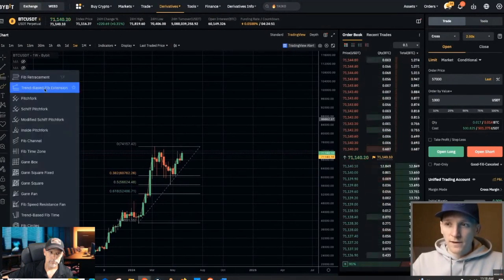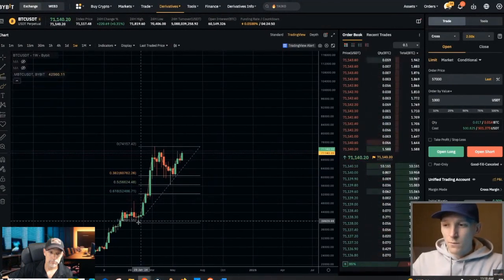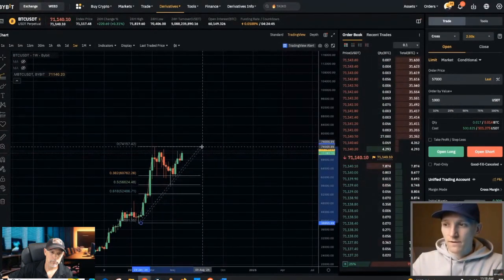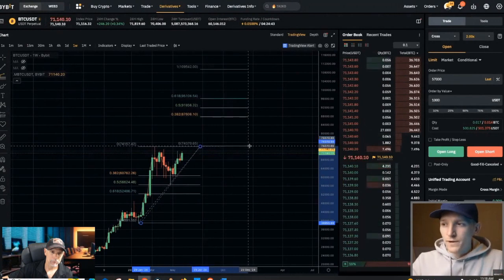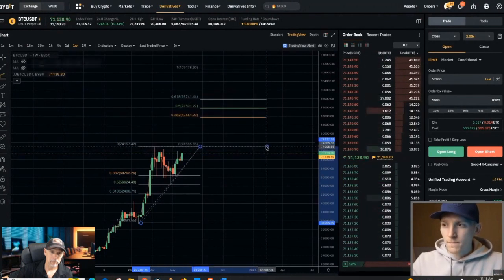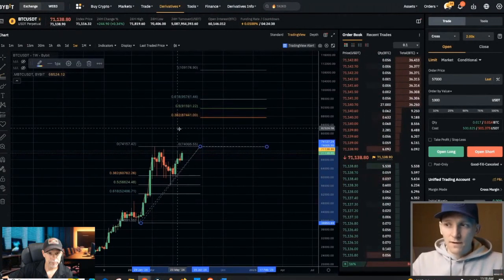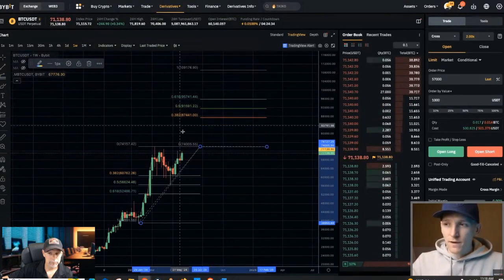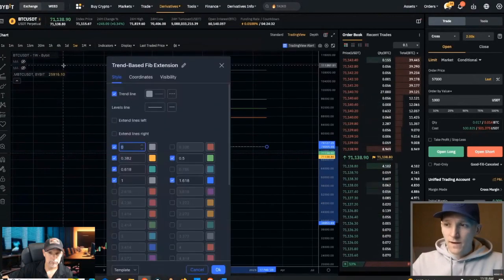So trend-based Fib extension, draw it in the exact same way. This price level, first touch, second touch up at the same price here. And then the third one, we just go across to draw out the line. I use these levels, which is the same as the retracement. Many other people may use some others. I think these are great. So I'm going to go to settings here just to show.